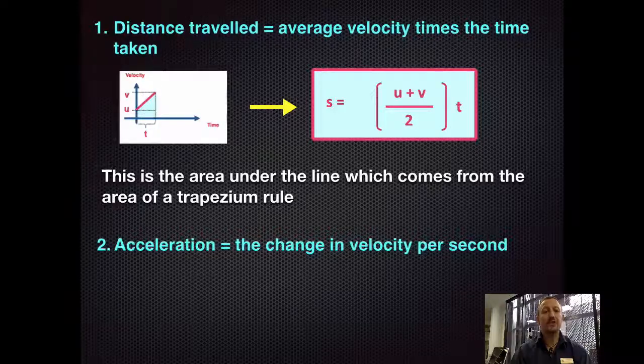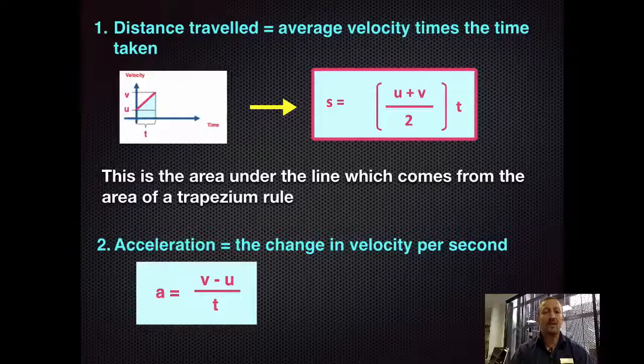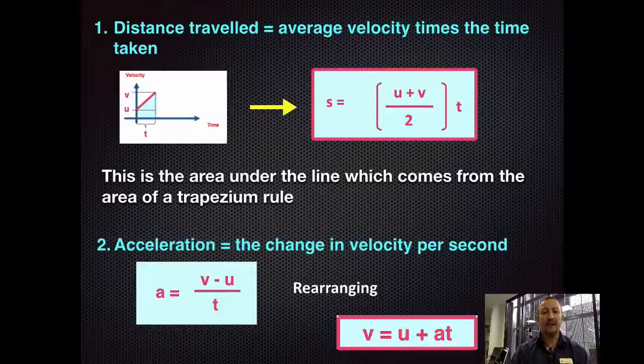So for equation 2 we can determine the acceleration. Now we know that acceleration equals the change in velocity per second. So a equals (v minus u) over t, noting that v minus u is the change in velocity, divided by t, which is the time. Rearranging this, we can generate an equation where we make v the subject. So if we rearrange this, we get v equals u plus at. v equals u plus at is now equation 2.